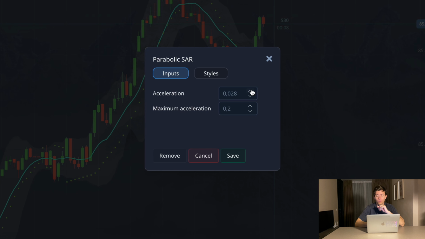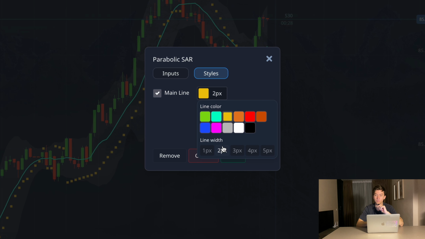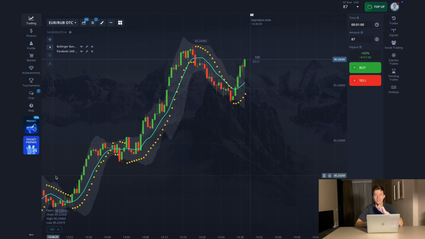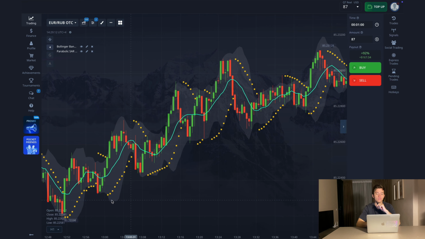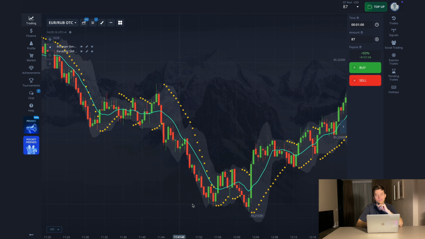Now let's set up the Parabolic SAR. Acceleration 0.03, maximum acceleration 0.3. Then go to style, set the main line to yellow, width 2, and then click save. The indicators are ready. Friend, if you're trading on your phone, set up everything the same way.